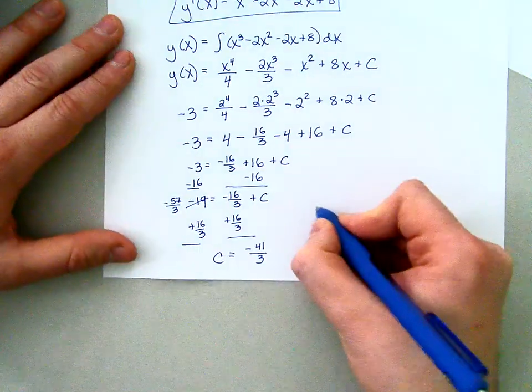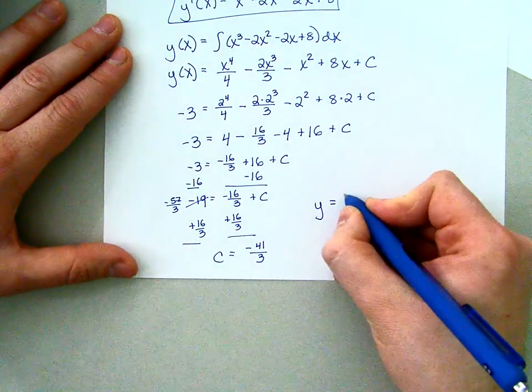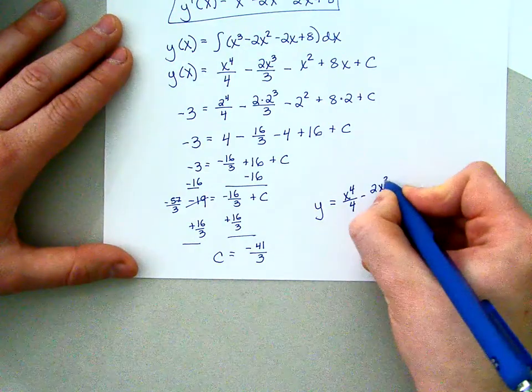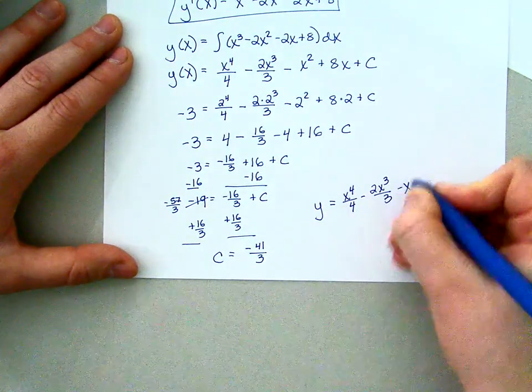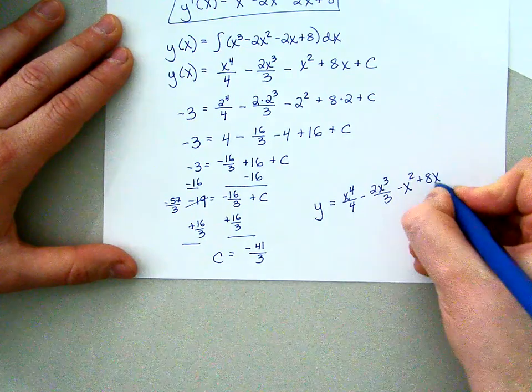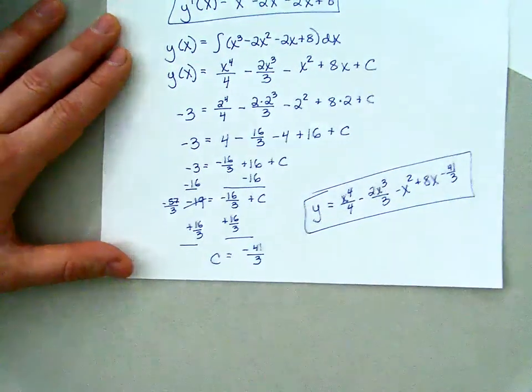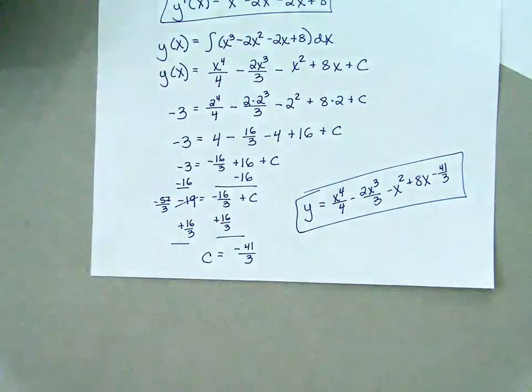Actually give me a function for your answer. Your final answer here is going to be y equals x to the 4th over 4 minus 2x cubed over 3 minus x squared plus 8x minus 41/3. Yes, we might have to deal with some fractions every now and then. Any questions here?